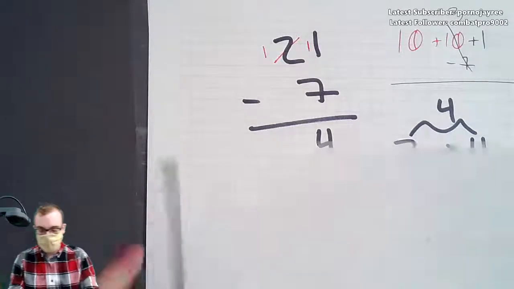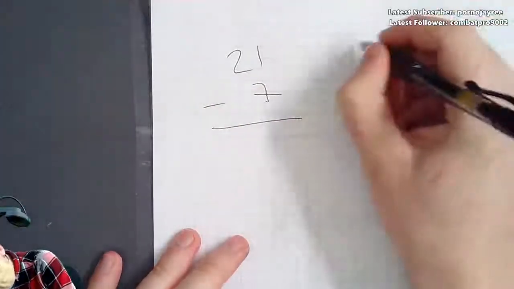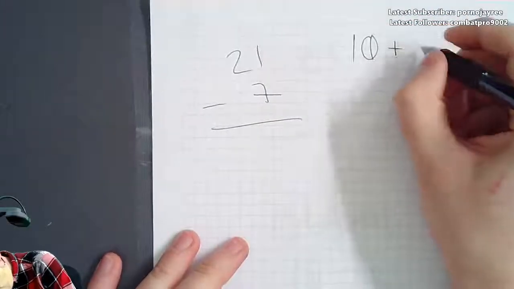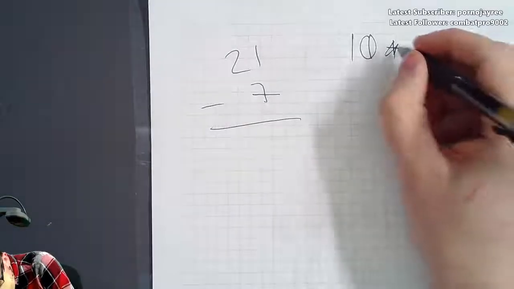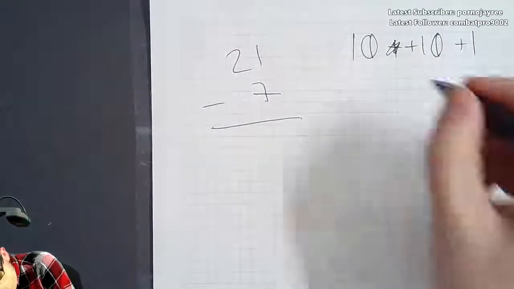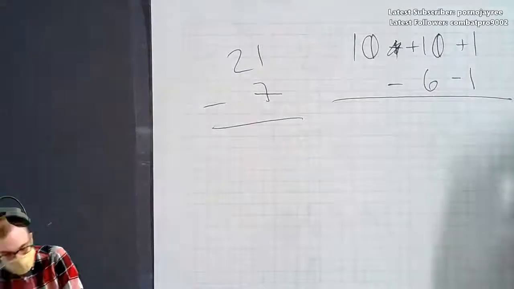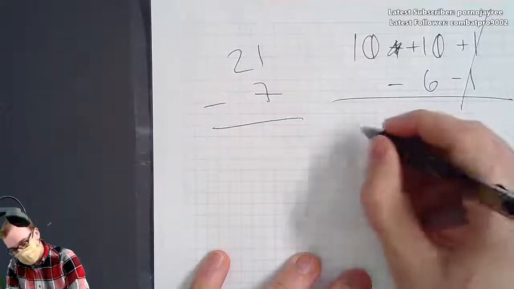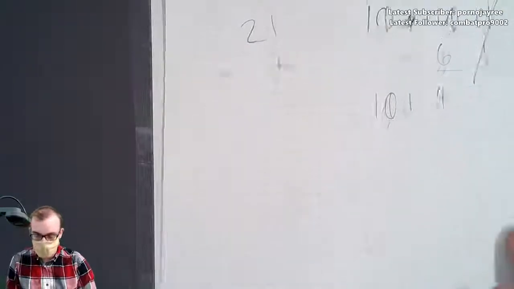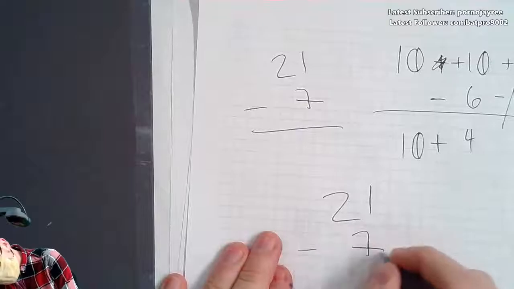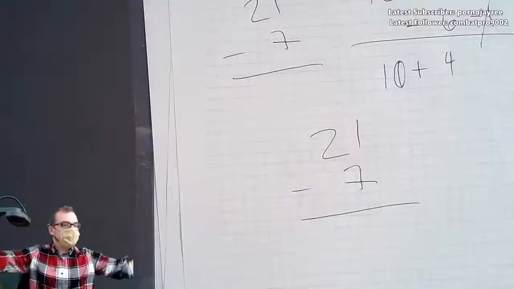But you could also do this. That's the same as 10 plus 1 minus 6 minus 1. However you want to do it, whatever makes sense to you in your head. Here's another way. Let's not borrow. We don't need to borrow. The world is yours.